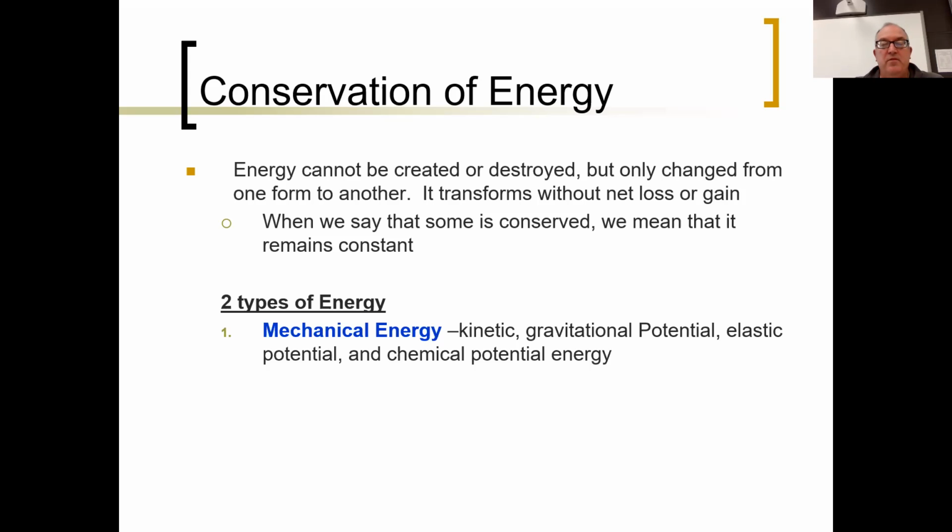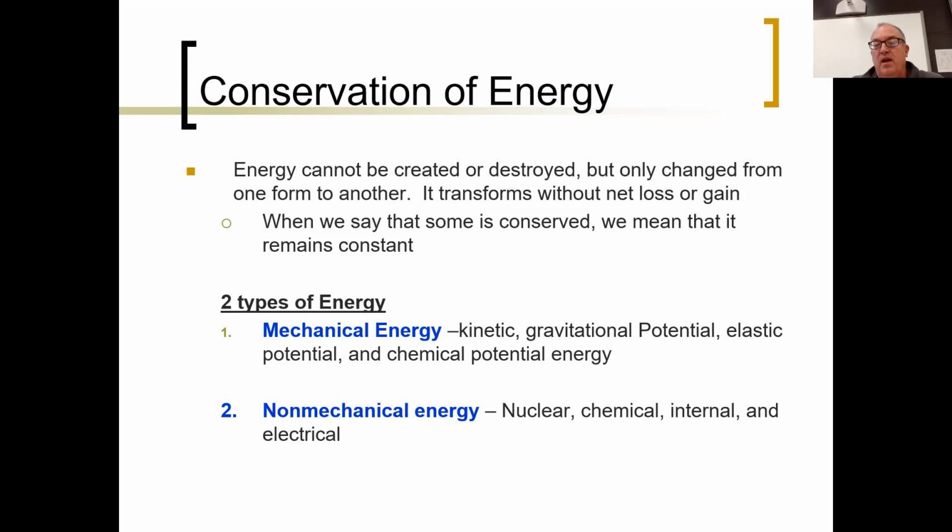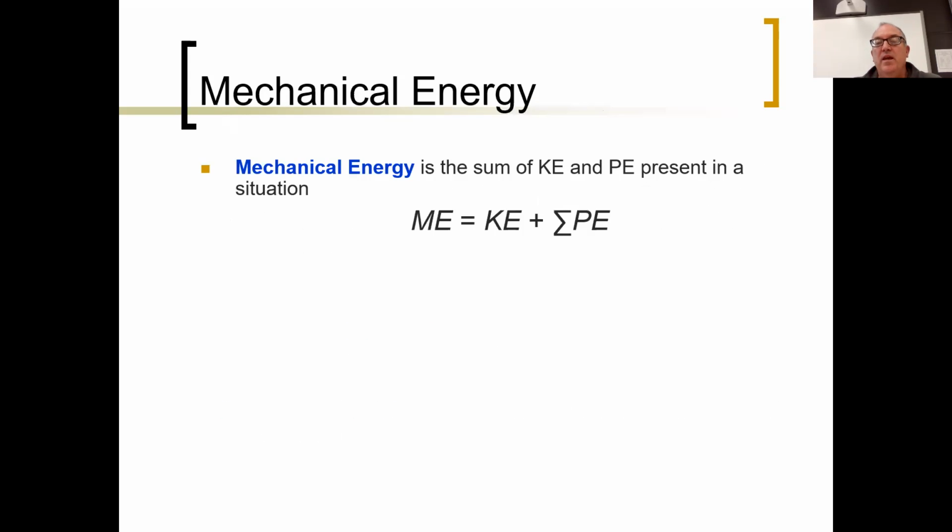There are two types of energy that we want to talk about. We can just split it up into two general types: mechanical energy and non-mechanical energy. And in here, of course, we are more concerned about the mechanical energy. So if we look at the formula that we can get from this, the mechanical energy is equal to the kinetic energy plus the potential energy in the situation at the point of frame that we are looking at.